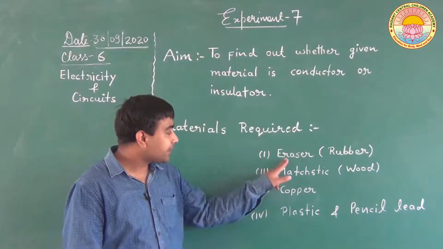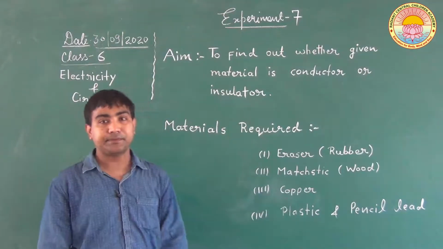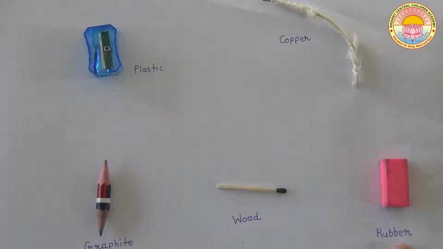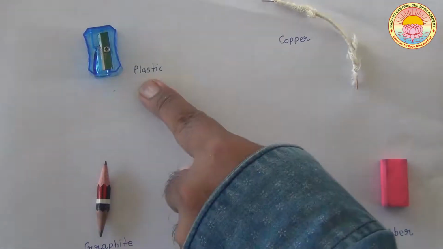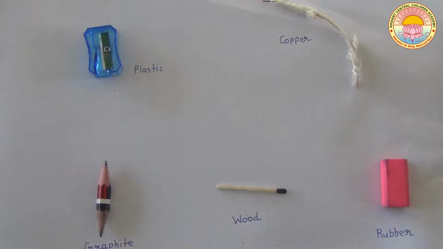So let us see how we will conduct this activity. Students, in this activity we will check whether rubber is insulator or conductor. We will also check whether the wood is insulator or conductor. Similarly, we will also check graphite, plastic and copper.